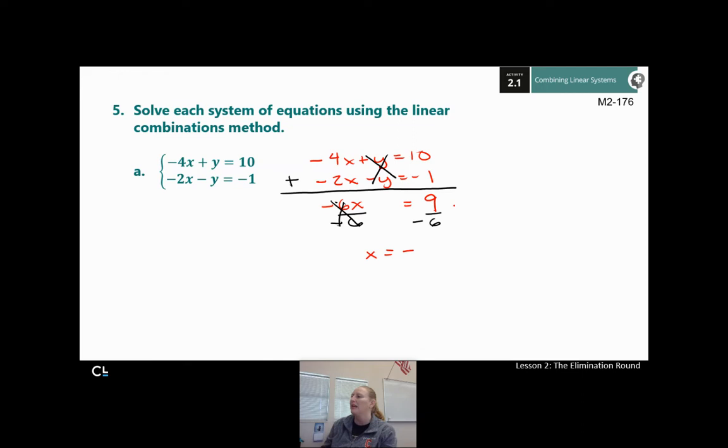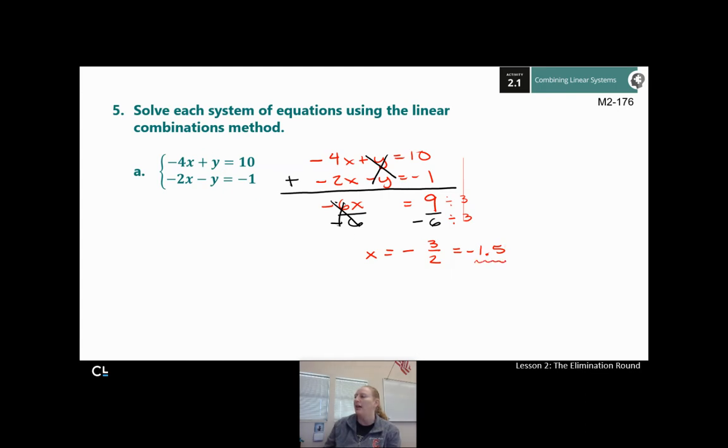I don't want to write it as negative 9/6. You can simplify it down if you like, right? 3 goes into both of these, so you can write it as negative 3/2. If you want to grab a calculator and divide it out, negative 3 divided by 2, I believe you get negative 1.5. So you have a few different ways of writing this, and that's okay. The only thing is that only gives us x. We still have to find y.